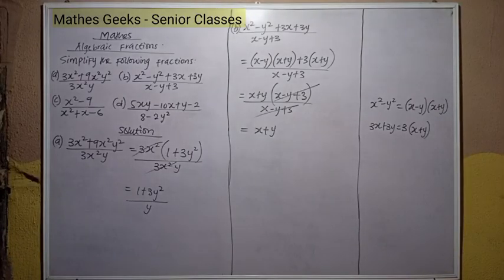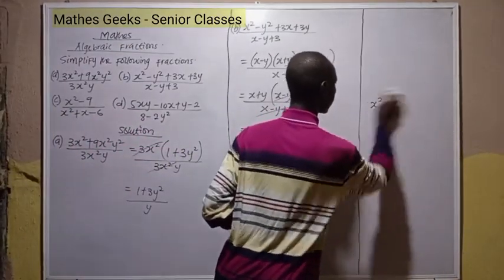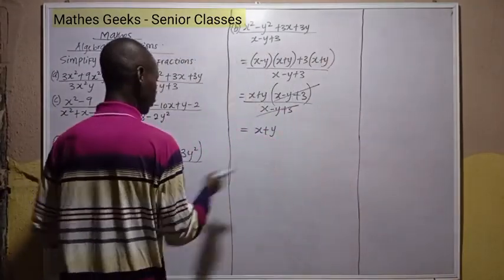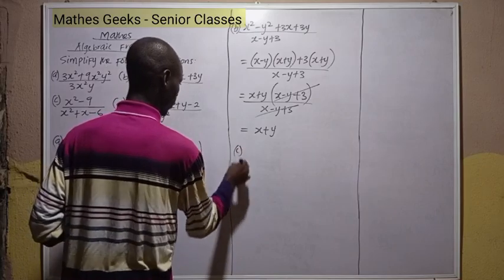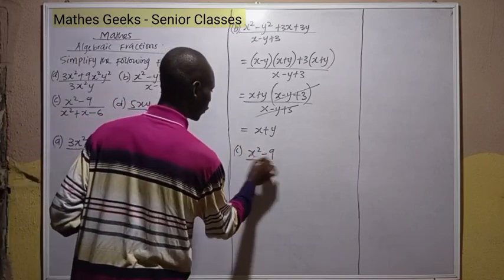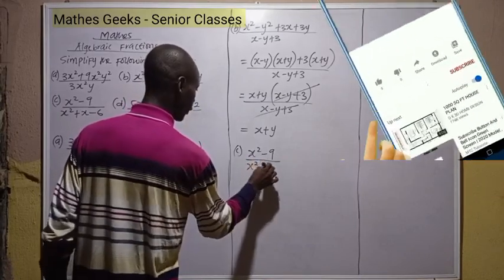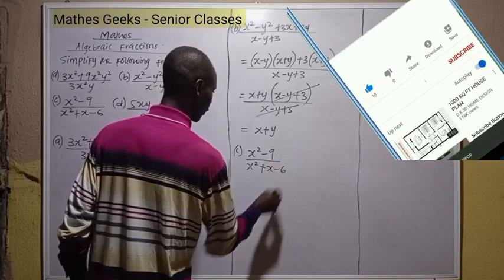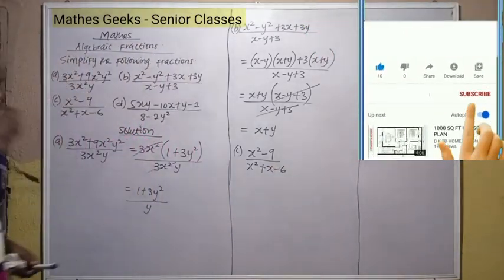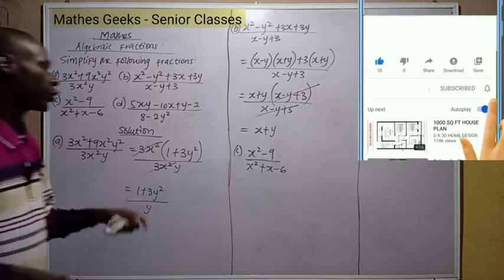As for B. For C, we're going to have x squared minus 9 over x squared plus x minus 6. Okay, so we're going to simplify the numerator as well as the denominator.